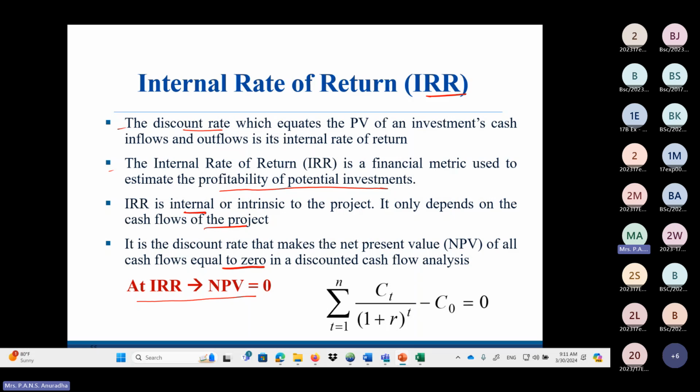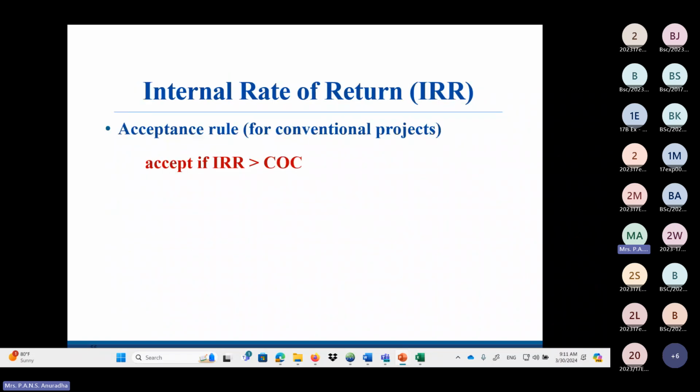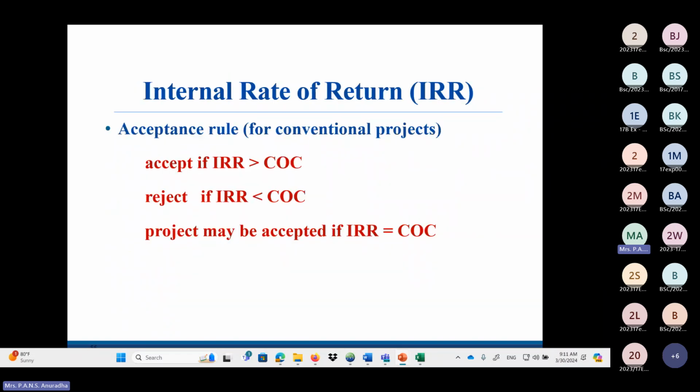So this IRR is very important. By identifying the internally generated rate of return of a project, you can see its overall profitability, effectiveness of the project, and also decide whether you accept or not this particular project. So this is the evaluation criteria.